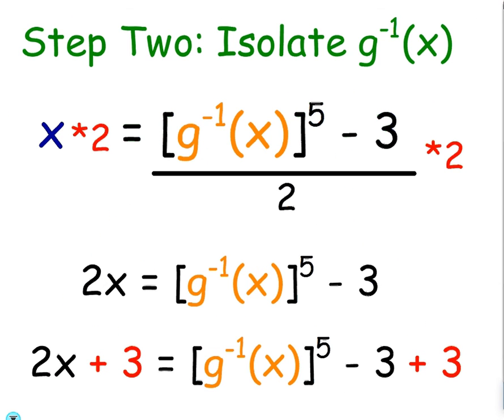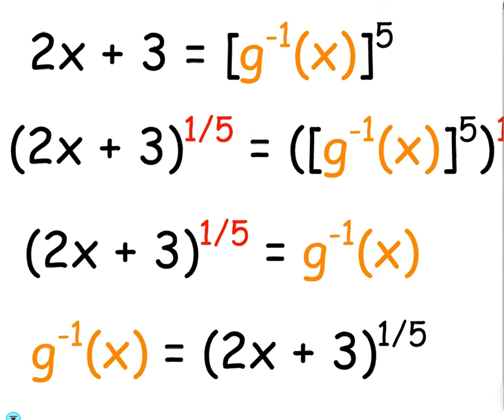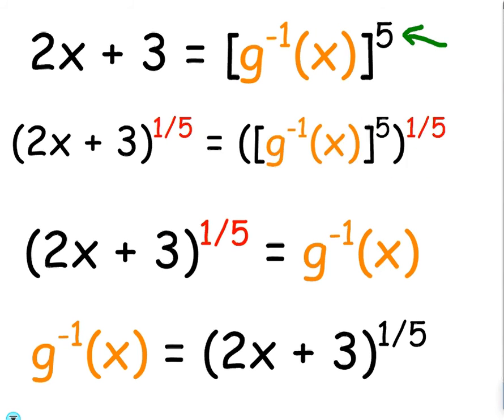So again, step two, we're going to get the inverse by itself, in this case g. So the first step, we're going to multiply both sides by 2 to get it out of the denominator here. So we'll have 2x on the left. And then the next step, to get rid of this 3, we're going to add it to both sides. So once we add 3 to both sides, it'll cancel on the left. And then now, to get rid of this 5, we take the 5th root of both sides. Take the 5th root is the same as raising both sides to the 1/5 power. So if it was to the 4th power, you would raise both sides to the 1/4. But basically what that does is it cancels that exponent out, because 5 times 1/5 is 1, and you're just left with the function itself.